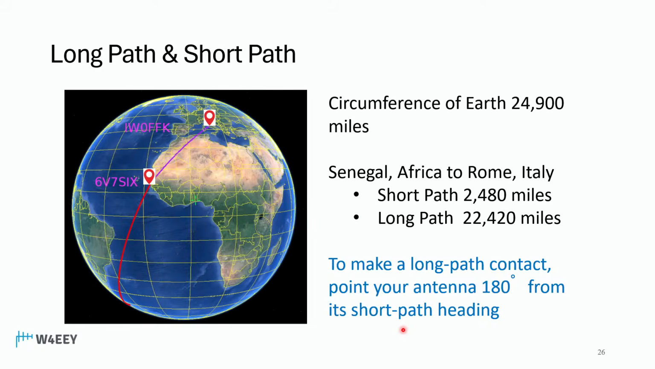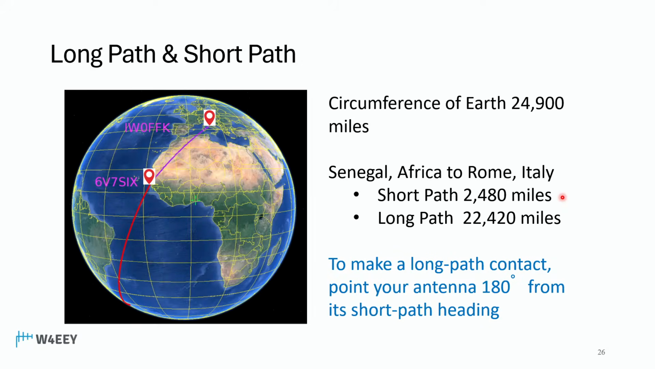And then we have a concept called long path and short path. We've got a globe shown here with Senegal, Africa, that's here, and Rome, Italy, that's up here. Now the circumference of the Earth is approximately 24,900 miles, in case you were curious about that. You don't need to know it. But the short path is when we go from Senegal to Rome directly. That distance is about 2,480 miles.